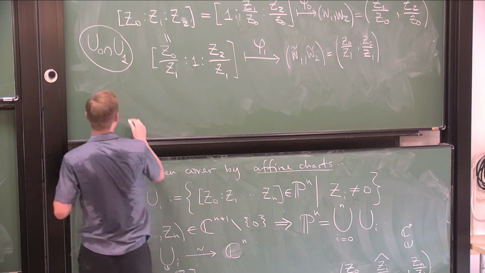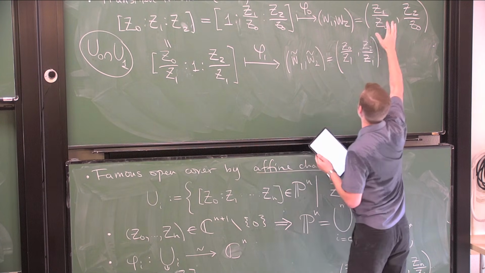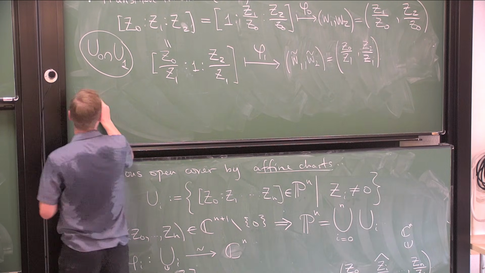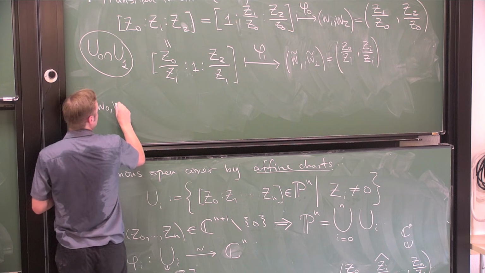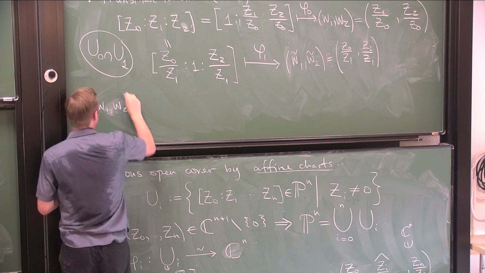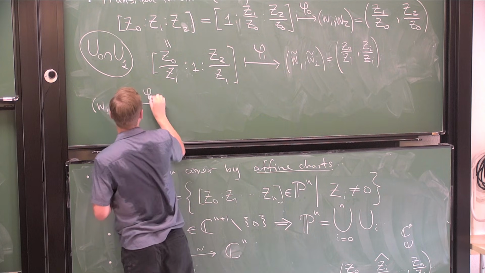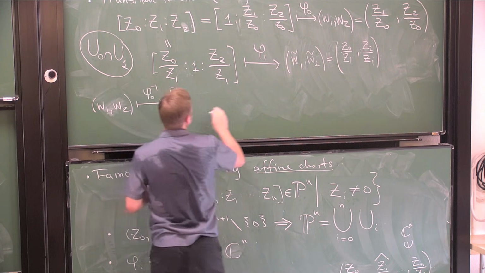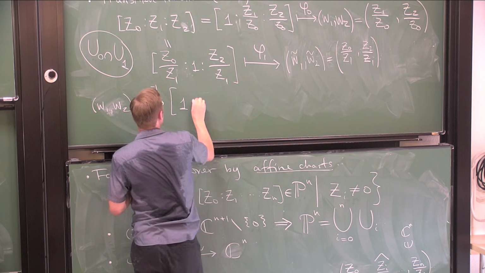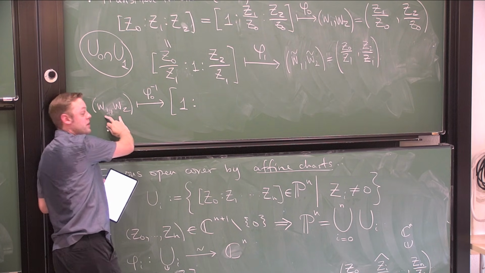Okay, so what's the transition function? Let's follow this diagram, but going from here to here. So we have w1, w2. Under the inverse of this chart, phi naught inverse, I'm supposed to send it to a homogeneous coordinate where the first entry is 1, and then I place the two complex numbers that I picked myself.